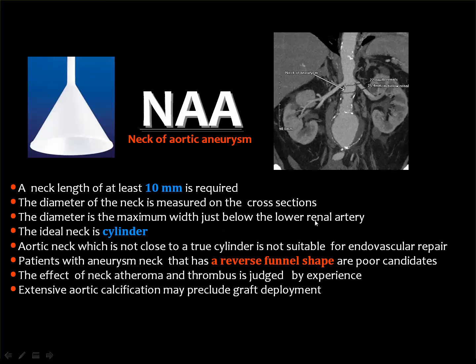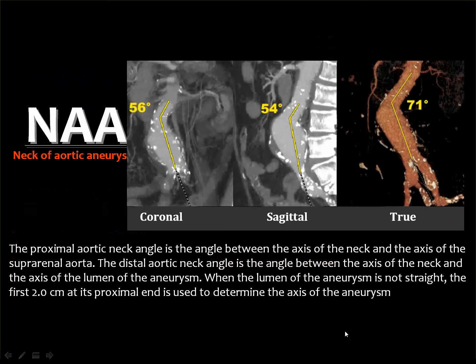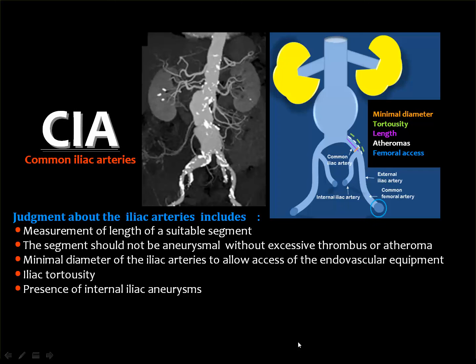This is favorable, while the reverse, a funnel neck, is poor; the patient is considered a poor candidate for endovascular repair. Then you mention the presence of calcified atheromatous plaques and non-calcified atheromatous plaques as well. Then this is the way to measure the angle of the neck in the coronal image, in the sagittal image, or in the 3D reformatted images.